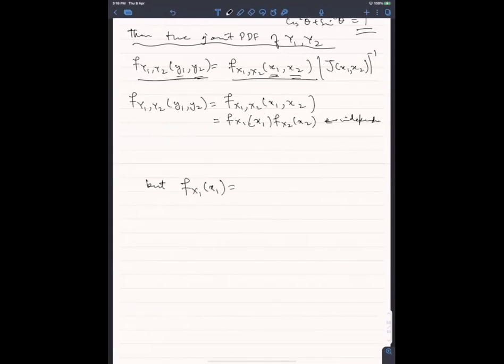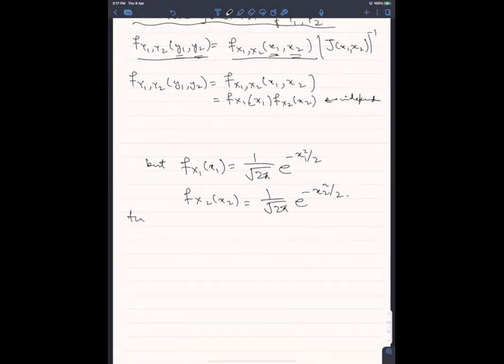f(x1) is 1 over square root 2 pi e to the minus x1 square over 2. This is the standard normal PDF. And f(x2) is equal to 1 over square root 2 pi e to the minus x2 square over 2. Okay. Then f(y1, y2) would be equal to the product of these two.